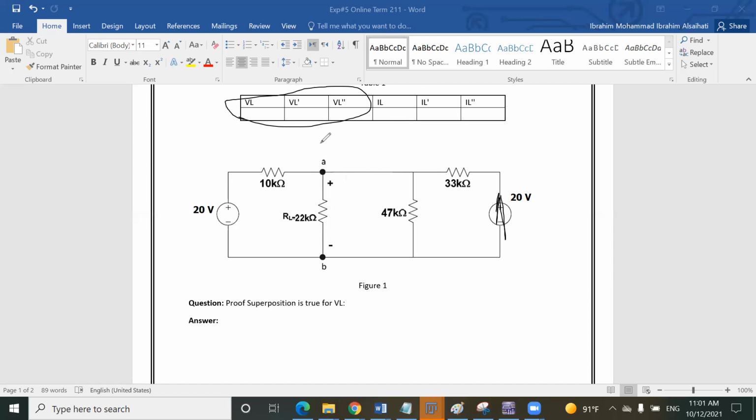There is a question. You have to add the values and compare them to here. Don't just say that this is equal to the summation. Write the equation and write the values and see, is the summation equal to this value? If yes, then superposition is proved. It's a short experiment. I want you to do it, and then please submit before the deadline.